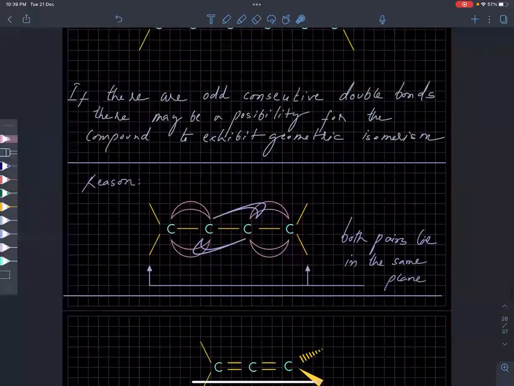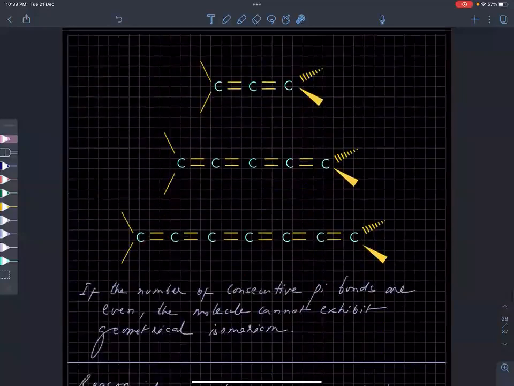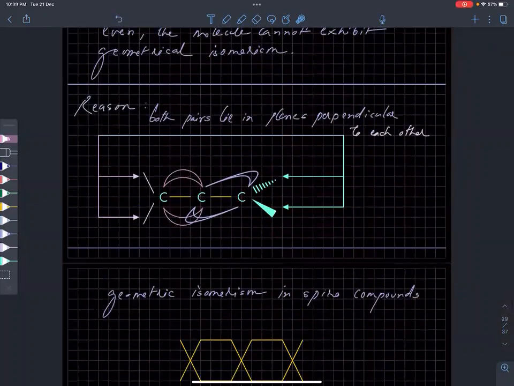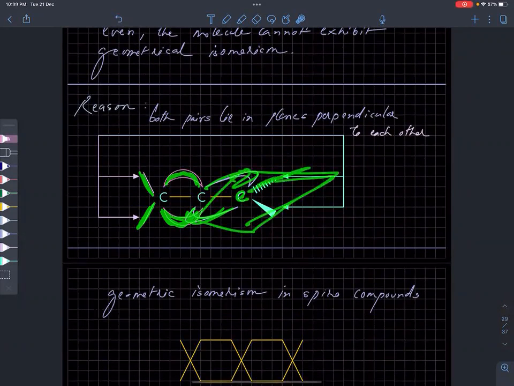If you have one double bond, three double bonds, five double bonds, clear? Whereas if you have an even number of double bonds, then what will happen? This will be at top and bottom. So this will be at top and bottom. And this will be at front and back. So this carbon plane will also be like this. So this will be at front and back.